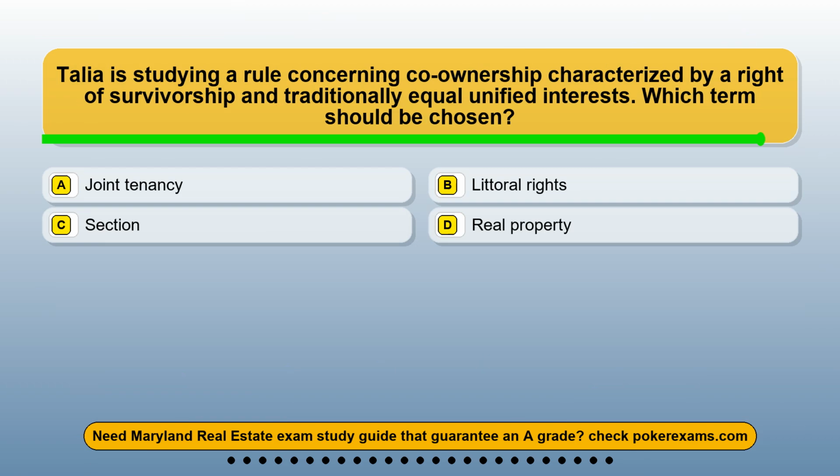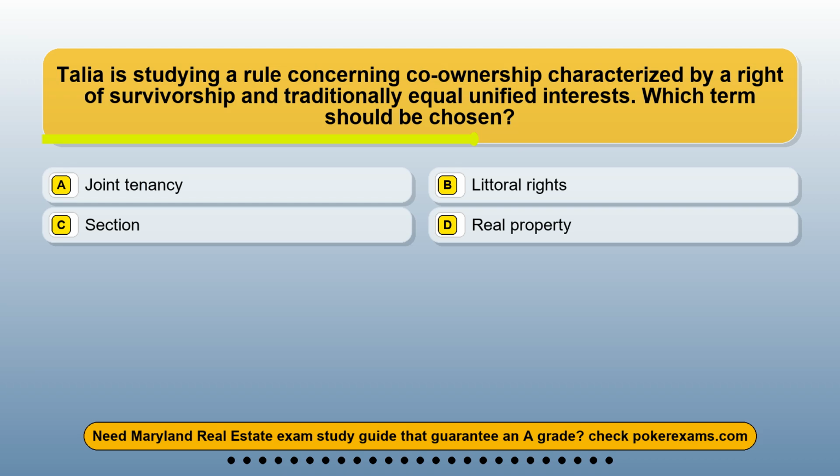Question 25. Talia is studying a rule concerning co-ownership characterized by a right of survivorship and traditionally equal unified interests. Which term should be chosen? Option A, joint tenancy. Option B, literal rights. Option C, section. Option D, real property.